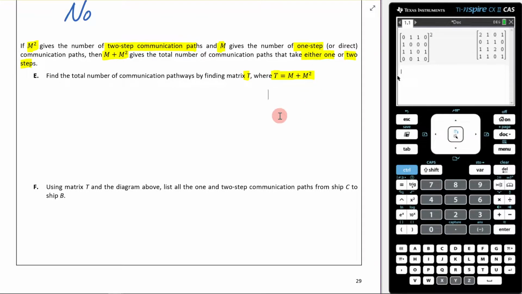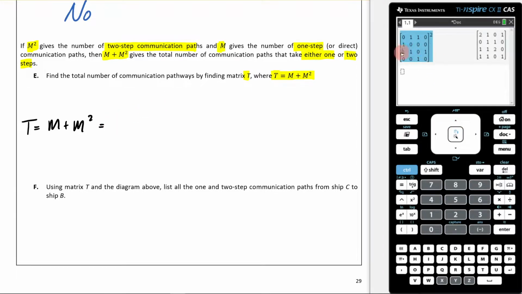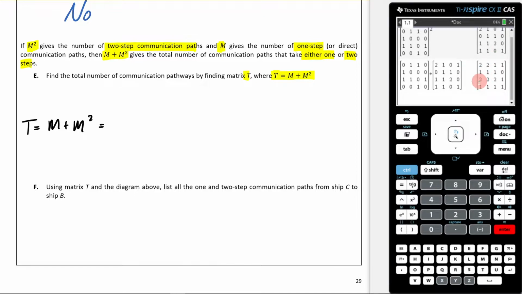So now we want to figure out how many one or two-step communication pathways there are. So to do that, we're going to say, well, T is going to be equal to m plus m squared. So what we're going to do is we're going to come here. Now, remember, this thing by itself, without squared, is my one step. And then I'm going to add that on with this one, which is m squared. And that's going to give me this.